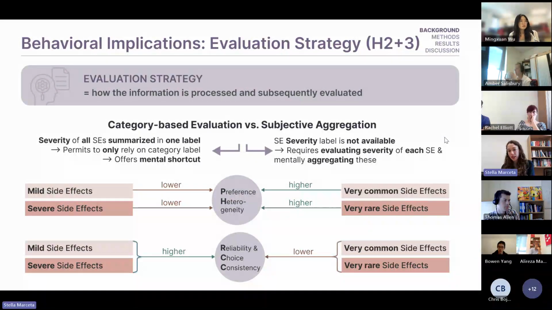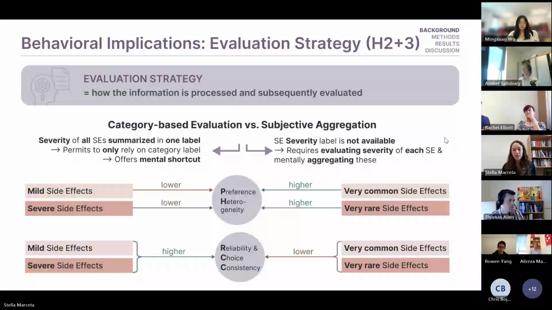While for the subjective aggregation, we basically don't have the severity label. So we have this occurrence rate label that is not really that informative. So we might push or force people to evaluate the severity of each side effect and then sort of mentally aggregate them and make choices based on that.